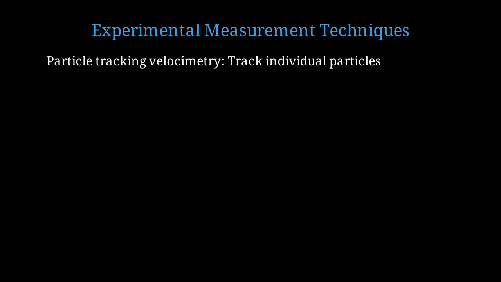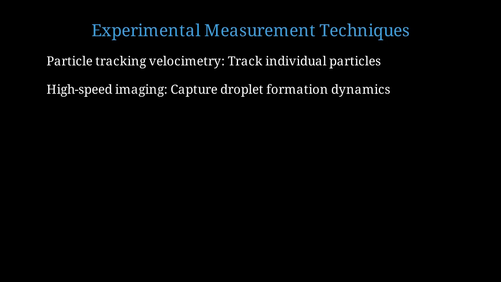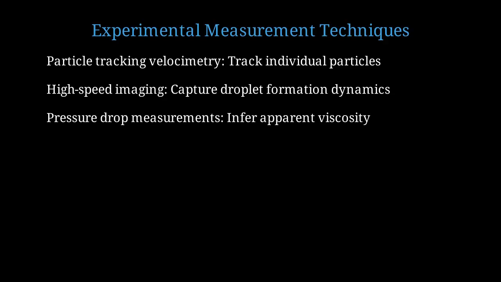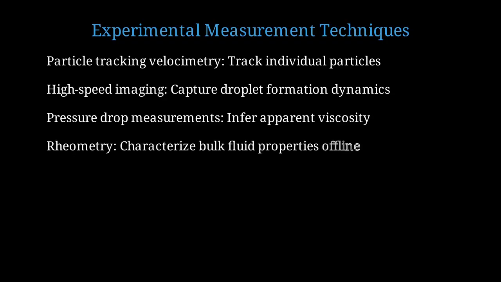How do we actually measure these effects experimentally? Let me give you some practical techniques. Particle tracking velocimetry, or micro-PIV, lets you track individual particles and measure their lateral positions and velocities over time. High-speed imaging at thousands of frames per second captures the detailed dynamics of droplet breakup and thread formation. Measuring pressure drop across channels allows you to infer the apparent viscosity under actual flow conditions. Offline rheometry with rotational or oscillatory shear gives you the fundamental material properties, viscosity curves, relaxation times, and normal stress differences.